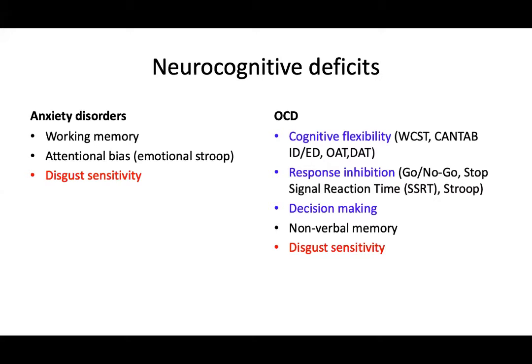Coming to neurocognitive deficits, in anxiety disorders, the primary cognitive deficits that have been reported are working memory deficits and attentional bias towards negative emotions. But in OCRDs, various executive functions are the most characteristic cognitive deficits that have been reported, primarily in the form of cognitive flexibility, where the person has difficulty in shifting from one domain to the other, or response inhibition, where the person has difficulty in inhibiting a particular response, and decision making and planning, which are related to executive functions. So here also we see a lot of difference between OCD and anxiety disorders.